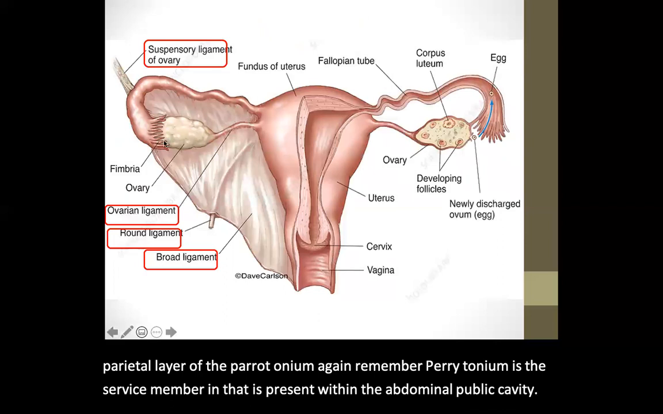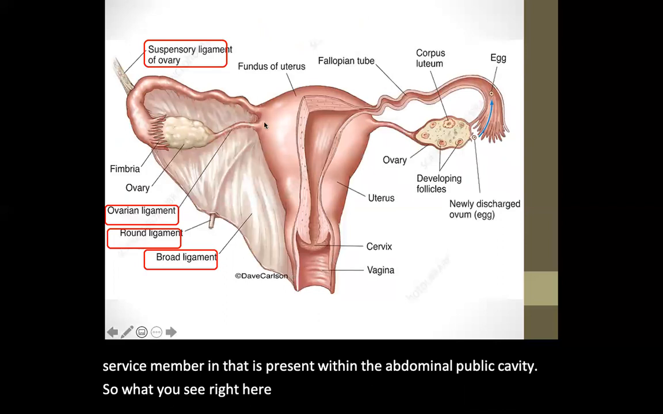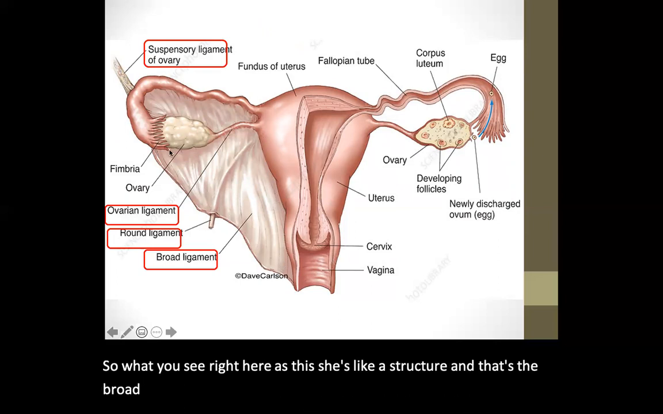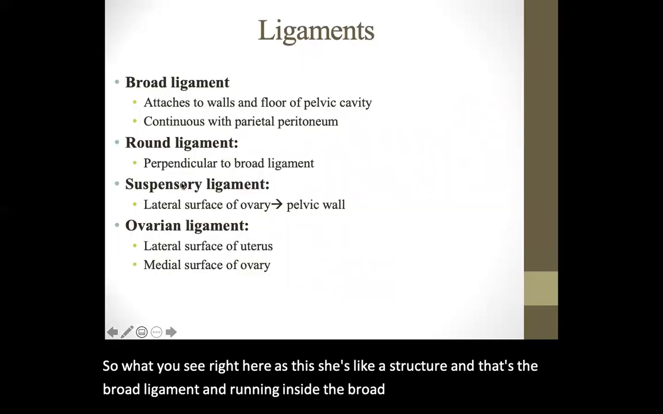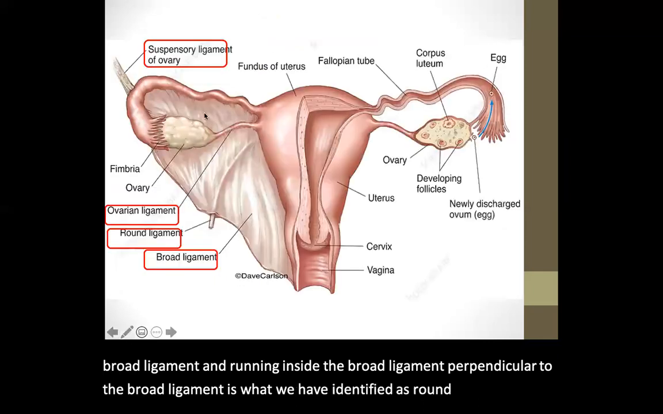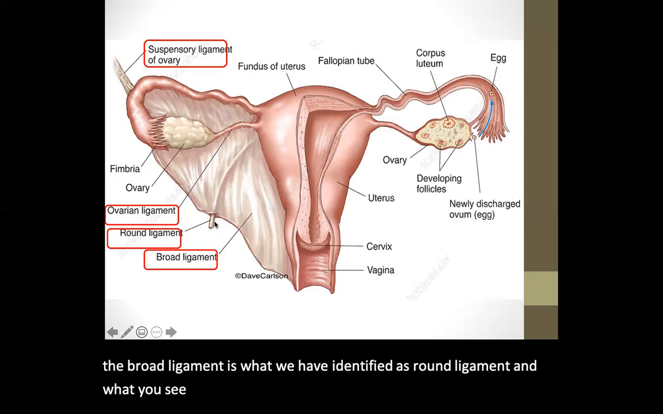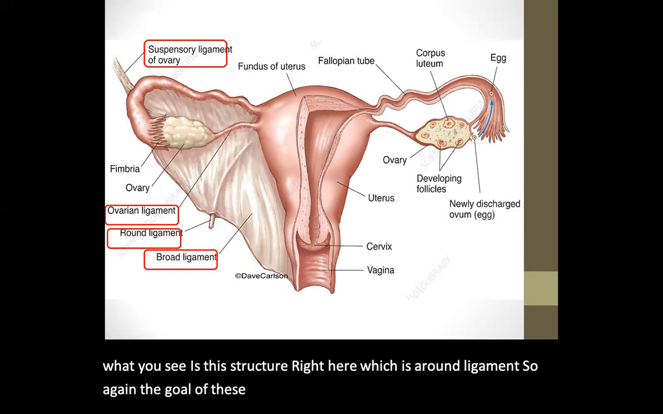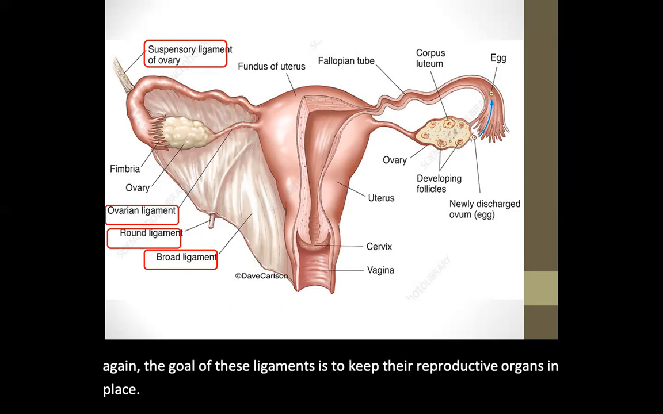So what you see right here as this sheath-like structure, that's the broad ligament. And running inside the broad ligament, perpendicular to it, is what we have identified as the round ligament. And what you see right here is your round ligament. So again, the goal of these ligaments is to keep the reproductive organs in place and stabilize the structures.